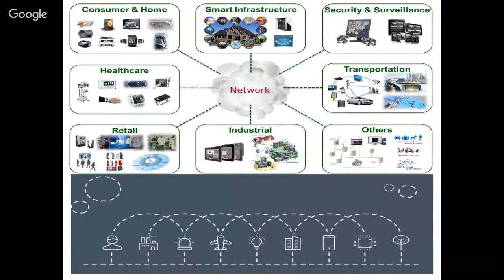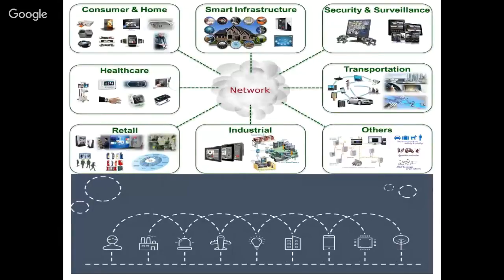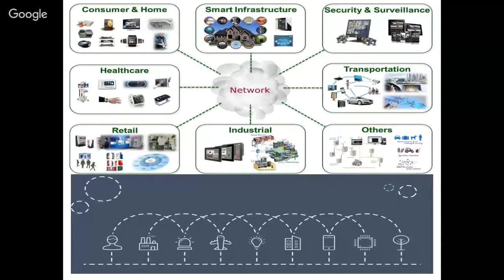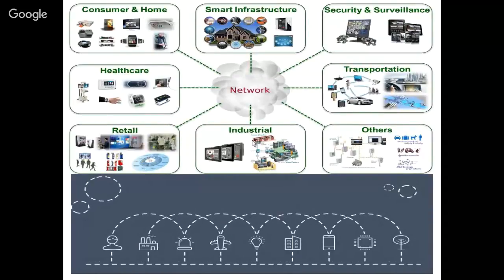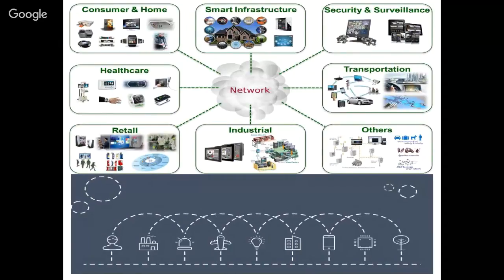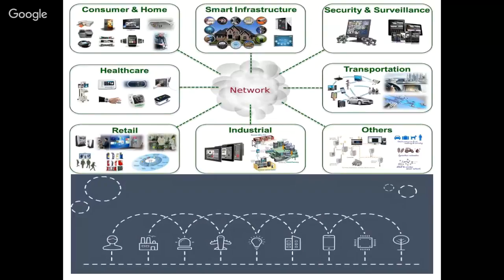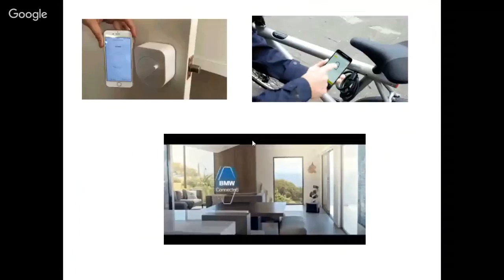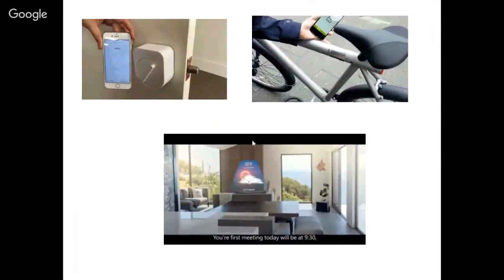A very important role in this. In the presentation, we have shown you that these things are interconnected and everything is dependent upon the internet. What we have covered so far in my slides is that IoT is totally dependent on the network and the internet. The consumer, it touches smart infrastructure, security, healthcare, transportation, industrial, retail, and other things. These are a few examples.